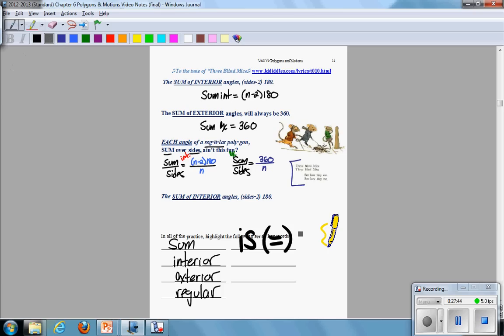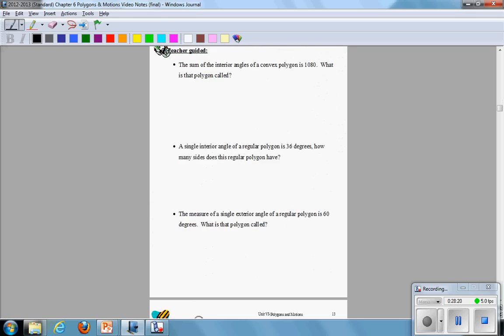The word each, and then pay special attention to the number of sides words, such as the prefixes penta and hexa. Those are what are called buzzwords. Watch out for those. I'm going to do a couple problems with you, and underline the buzzwords as you see them.